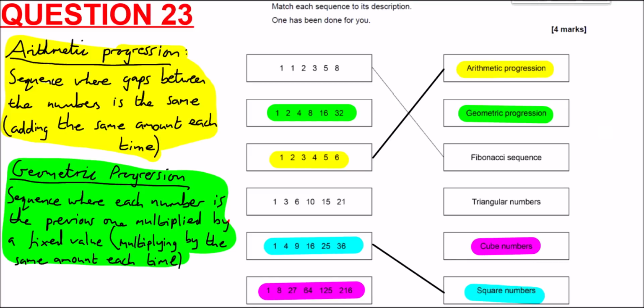So we join these two up. And therefore the only one which hasn't been joined up is this one, so these must be the triangular numbers. I'll just briefly explain why 1, 3, 6, 10, 15 and 21 are the triangular numbers, in case you're interested.